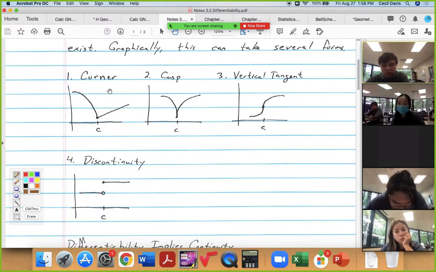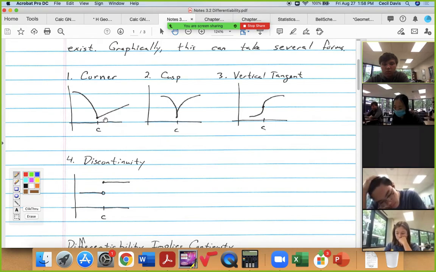At this point, the latest I heard is that on the AP exam, they still accept saying that this doesn't have a derivative because it has a corner in the graph at x equals c. But there are rumblings amongst the people who do these things that they're not going to take that anymore. So again, I would just say that the left-hand derivative and the right-hand derivative at x equals c are not equal to one another.